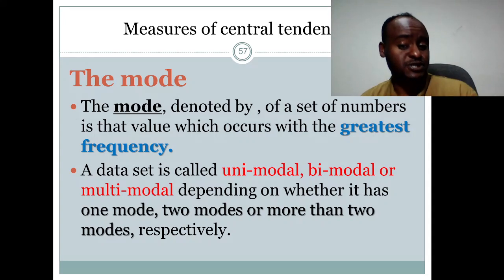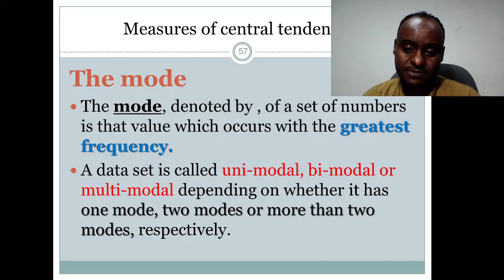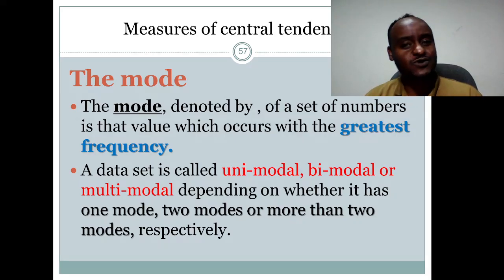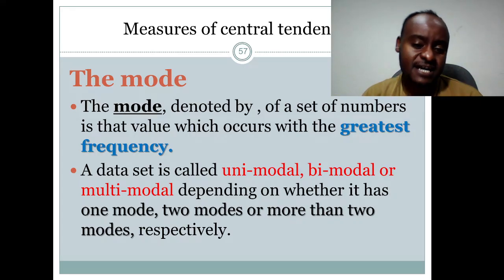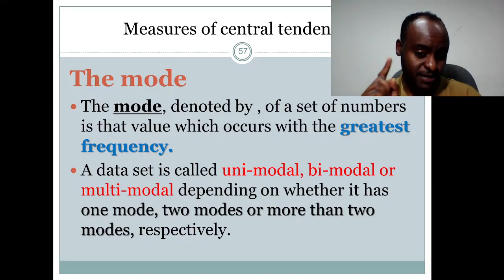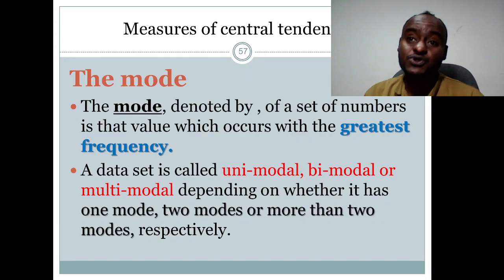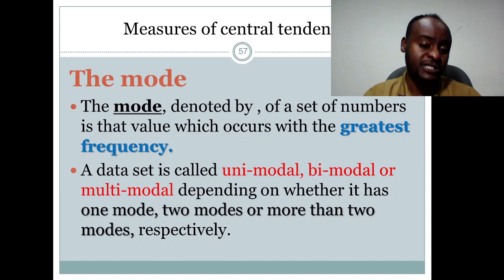A data set is sometimes called unimodal. Some of your data may have only one mode, one data point that appears many times. Bimodal: maybe you have 2 numbers that appear many times in your data set. Sometimes multimodal, if it is more than 2. Unimodal, 1 mode. Bimodal, 2 modes. Multimodal, more than 2 modes. That is mode.